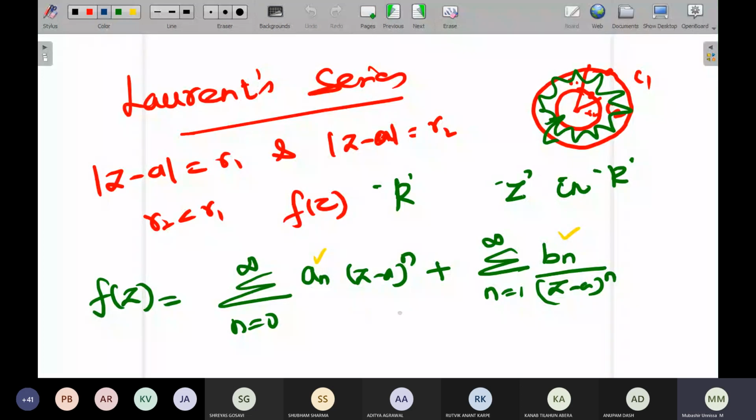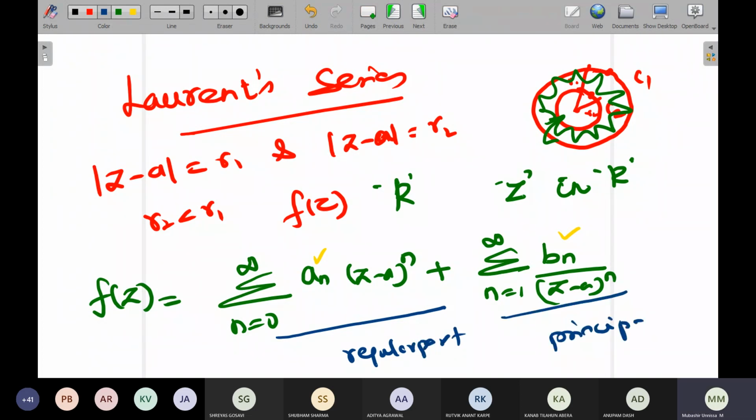So this is your regular part. This is called your principal part. The Laurent series always comprises two parts. One is the regular part, the other one is the principal part. The regular part, as usual, has the positive powers of z. The principal part will have the negative powers of z. Is anyone having any doubts in the definitions of the Laurent and the Taylor series?